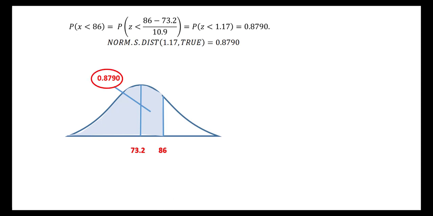So in answer to that question, the probability that they will score less than 86 is going to be the same as this value, 0.8790.